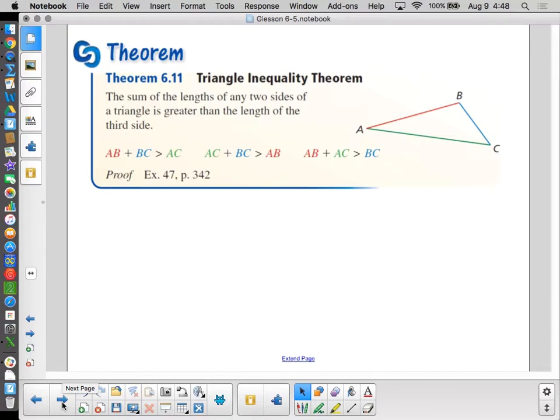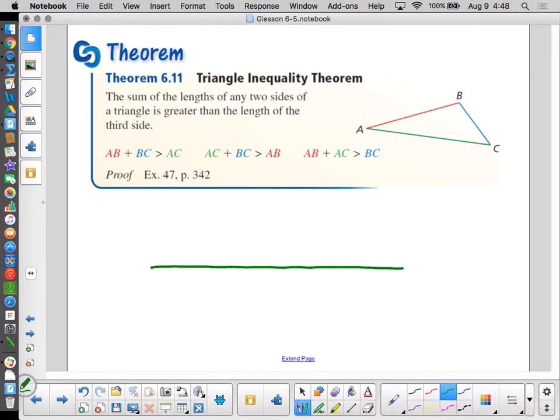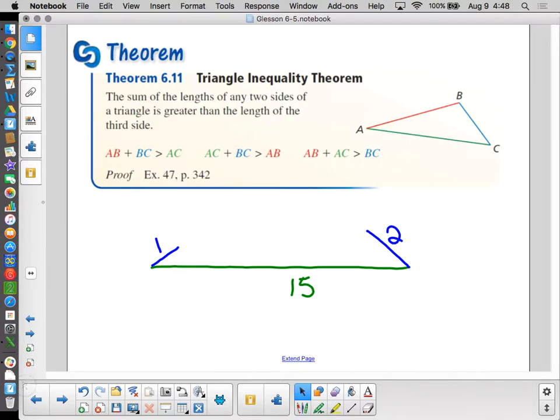Can I take any three segments and make a triangle? And the answer is no. There's actually a restriction here. For example, if I had sides that were, say, 15 units long, and another one that was 2 units long, and another one over here that was only 1 unit long, how could I possibly get the 1 and the 2 to ever meet and make a triangle without bending that 15 side? And then it's not a triangle anymore because we've bent the side. Some sort of a quadrilateral or a curved shape or something like that. So I can't just take any three sides.